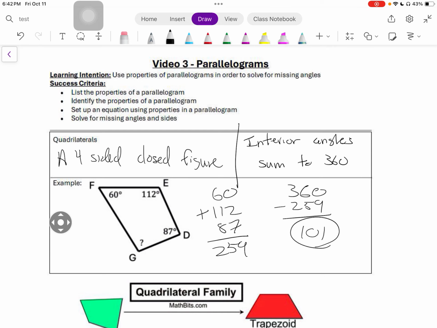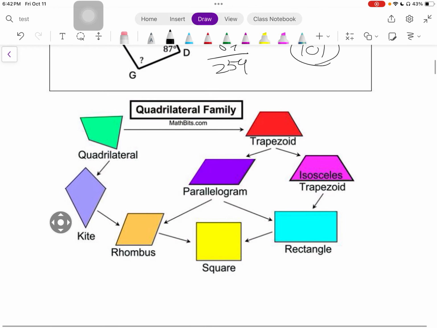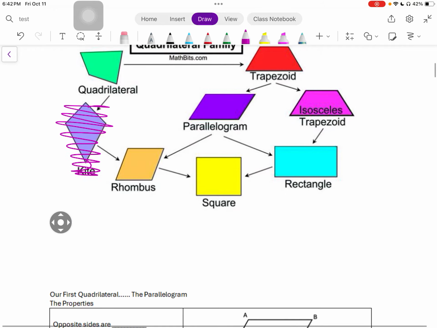All right, now we're going to learn about a bunch of different quadrilaterals in this unit. Here's our quadrilateral family tree. The one that you really can ignore is the kite. We don't actually do any work with kites in this class, but the trapezoid, parallelograms, isosceles trapezoid, rectangles, squares, and rhombuses, we're going to talk about all of them, all their different properties, and all the different special things that they have. So the first one for this video, we are mainly going to focus on the parallelogram.